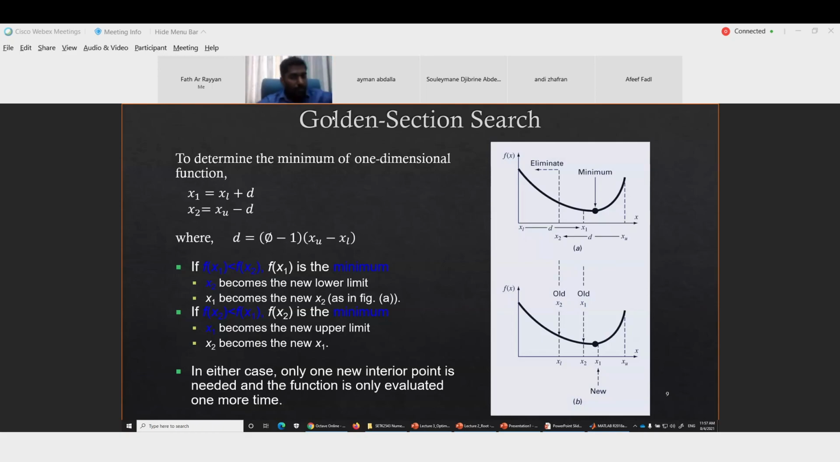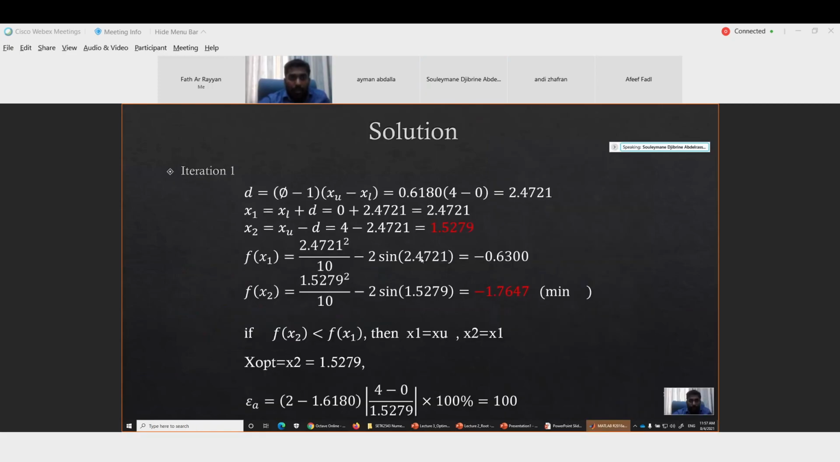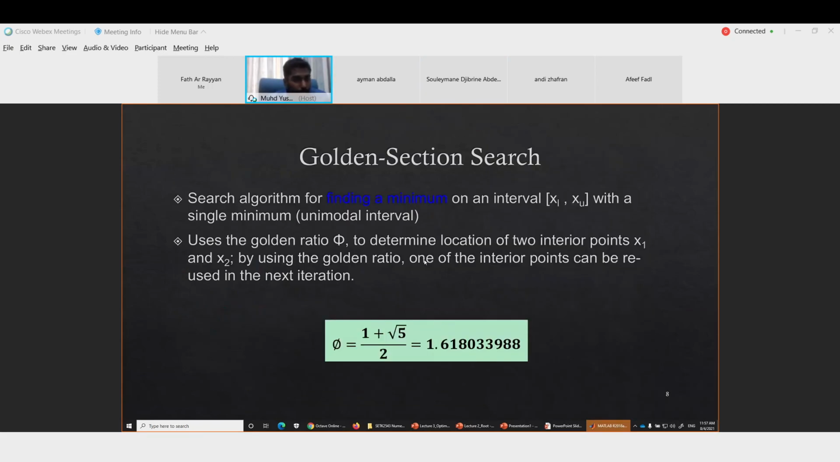Doctor, the value of phi is 1.6, yeah? Yeah, the value of phi, you can just take it as 1.618. All right, thanks.